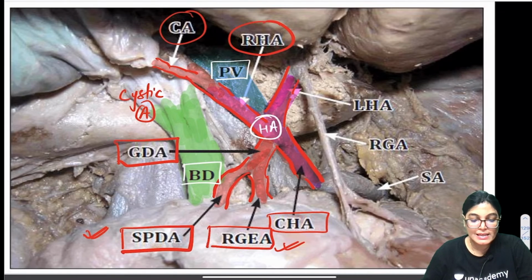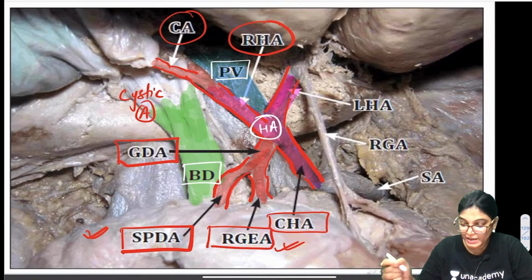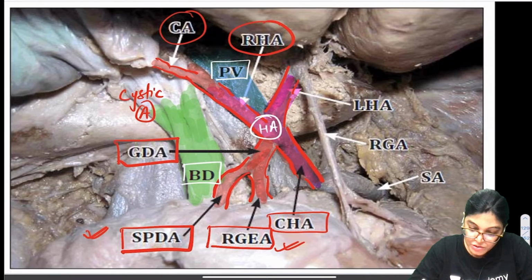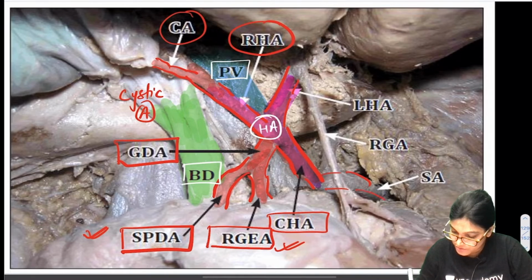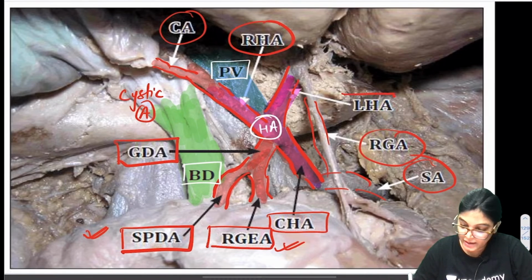Other branches are RGA. You can see here right gastric artery and splenic artery. So other branches which are also shown here are the splenic arteries and the right gastric artery branches. And this is the left hepatic artery.